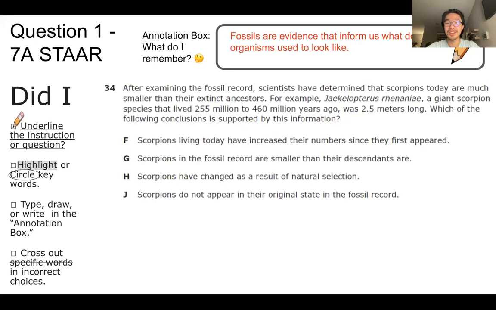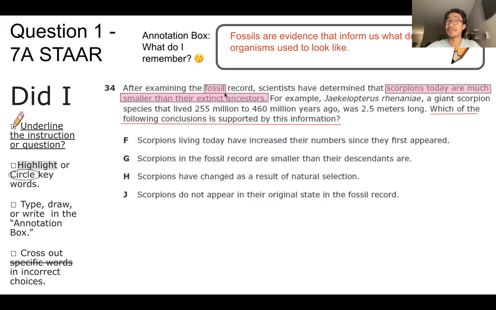Now let's look at this question, underline the question. It has a question mark. Great, so we know what the question is. And we also see that there's a comparison in size. Today's scorpions are much smaller than their extinct ancestors a long time ago.